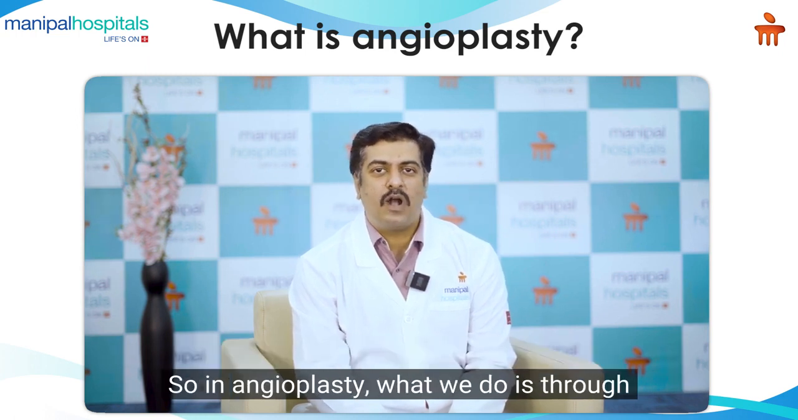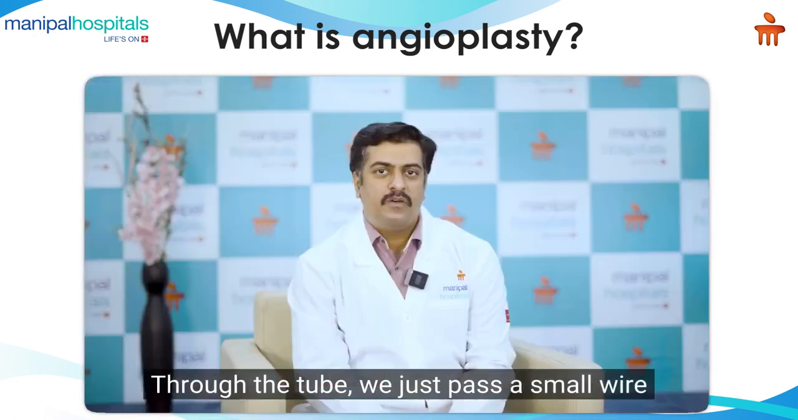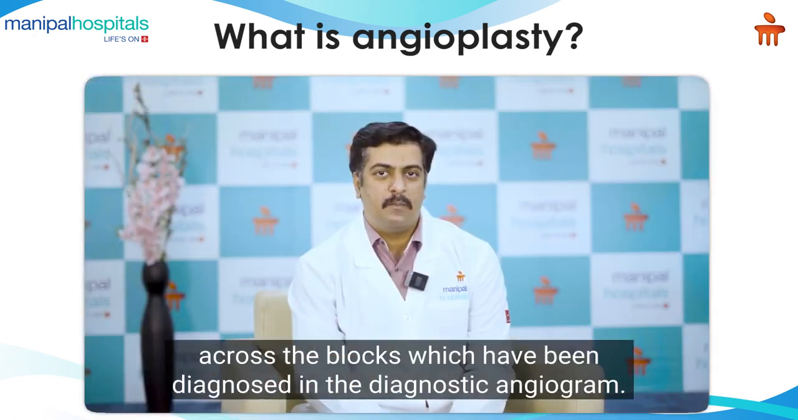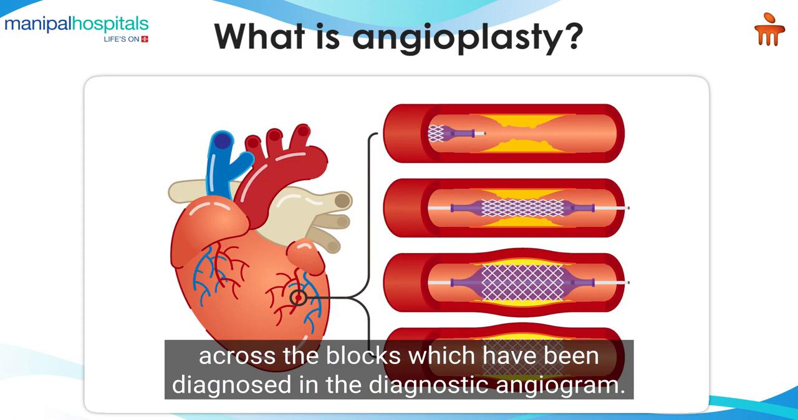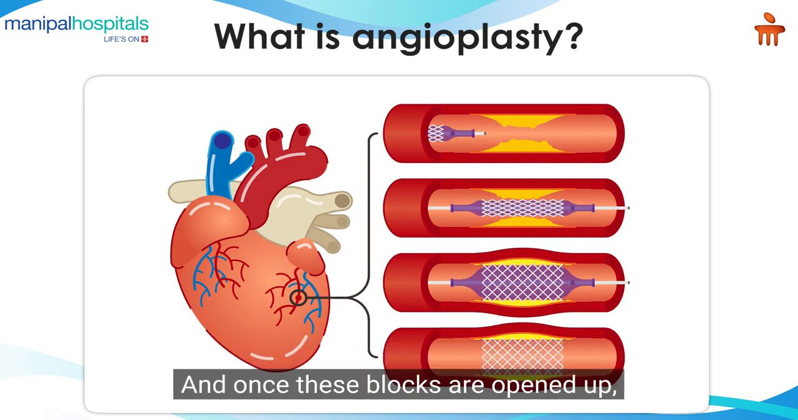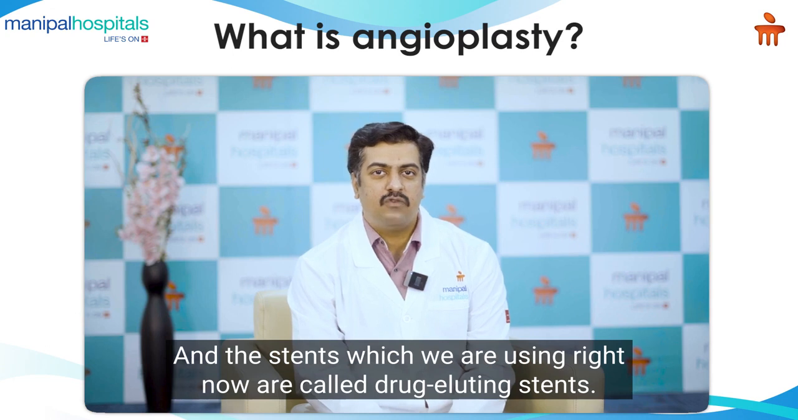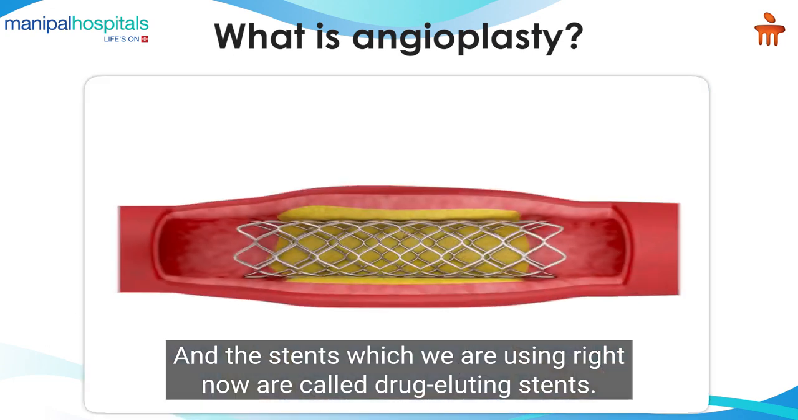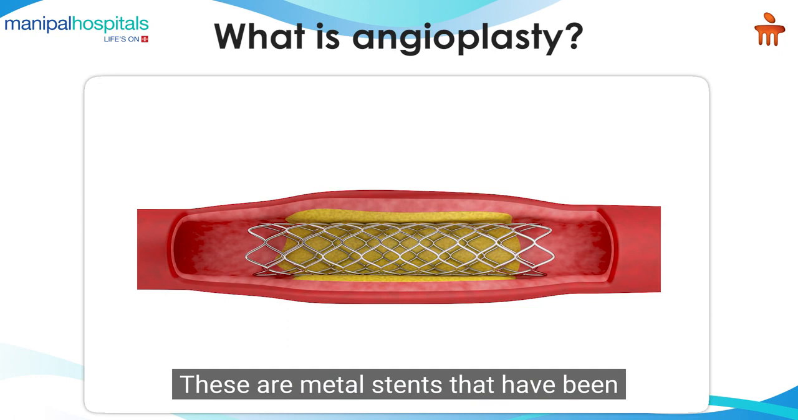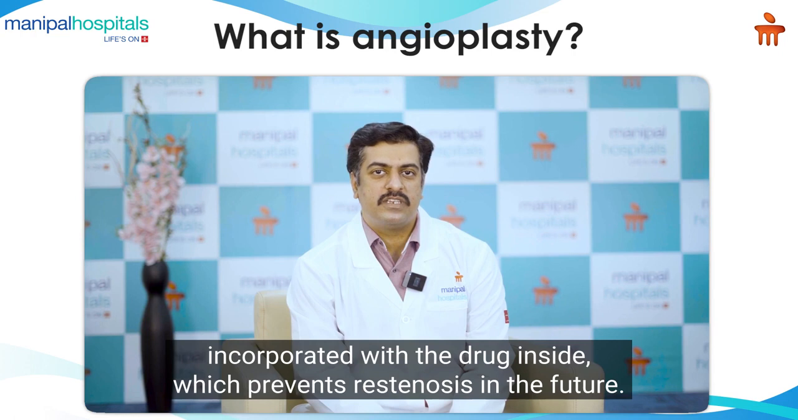So in angioplasty what we do is through the radial artery or through the femoral artery we put a tube into the heart. Through the tube we pass a small wire across the block which has been diagnosed in the diagnostic angiogram, and after that we put a balloon to open up these blocks. And once these blocks are opened up, we put a stent to prevent it from recoiling again. And the stents which we are using right now are called drug-eluting stents. These are metal stents which have been incorporated with a drug inside, which prevents restenosis in future.